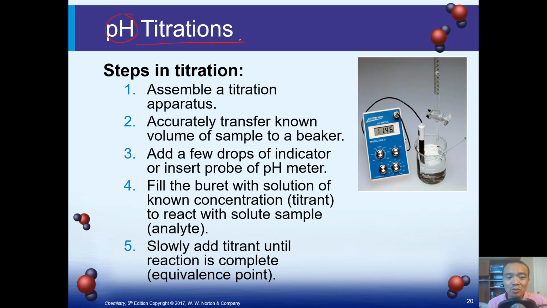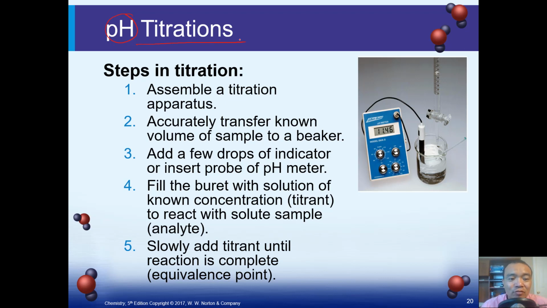Basically what you have here is an acid and base reaction. You try to use the titration to determine the concentration of one unknown substance. The detailed procedure is, first you assemble a titration apparatus, then accurately transfer the known volume of a sample to a beaker. For example, you could transfer a certain amount of acid.